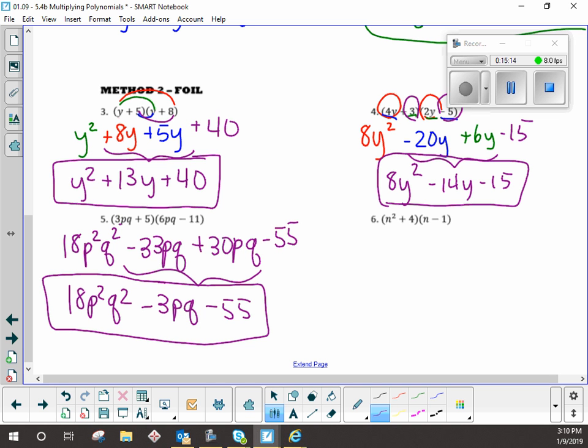Okay. And then for number 6, the first terms, n cubed, right? N squared times n. The outside terms, the n squared times the negative 1, negative n squared. The inside terms are 4 times n. And the last term's 4 times negative 1. And what combines? Nothing. So it just stays like that.